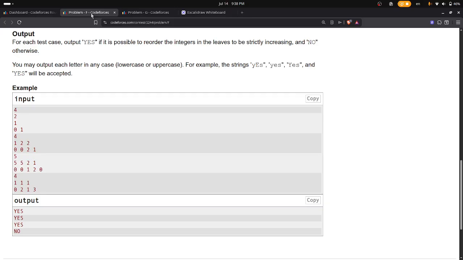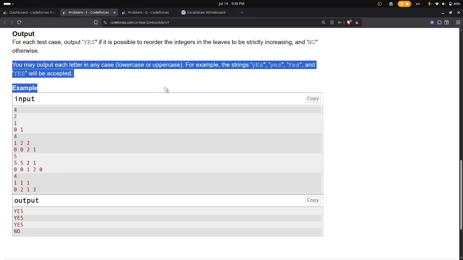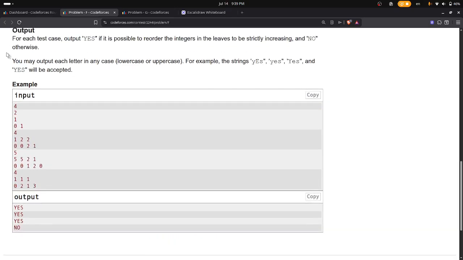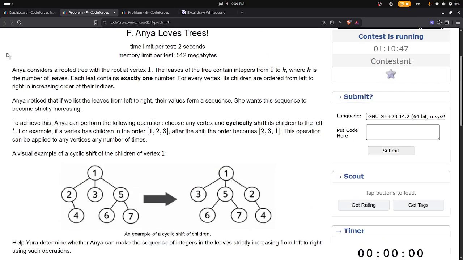In the last test case, let's say everything is rooted at 1, so 1, 2, 3 and 4, and we have 2 1 3, 2 1 3, and definitely it's not possible to make them sorted. Interesting problem.